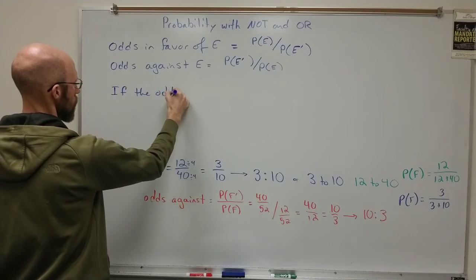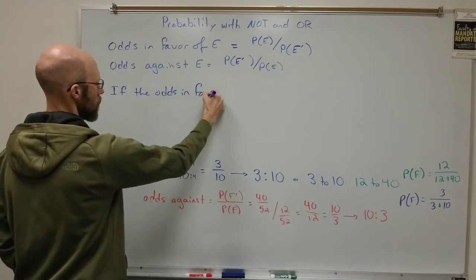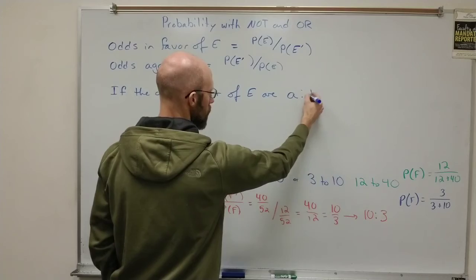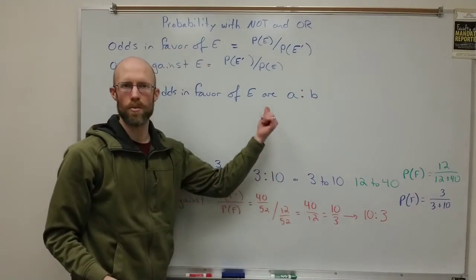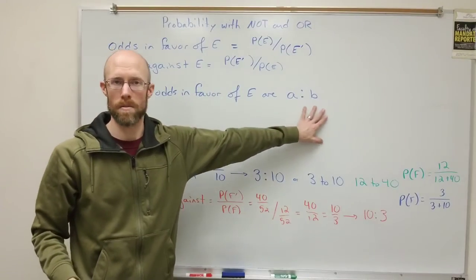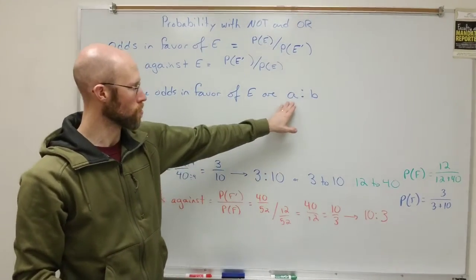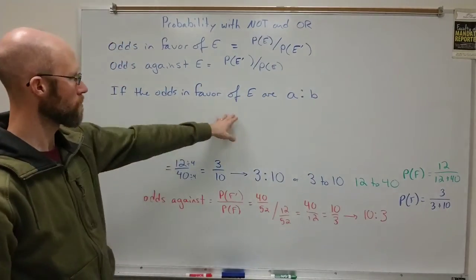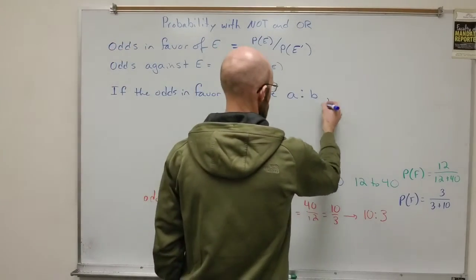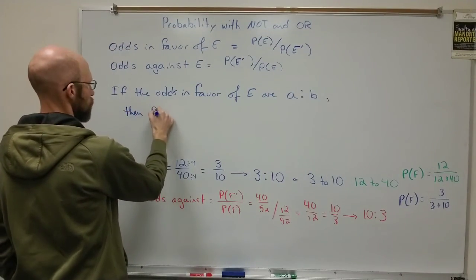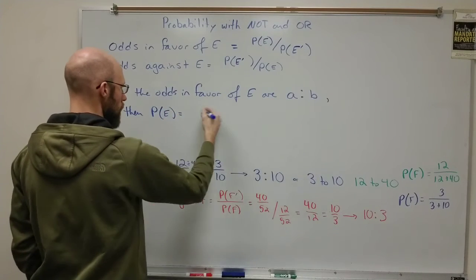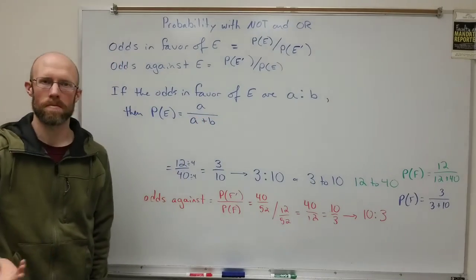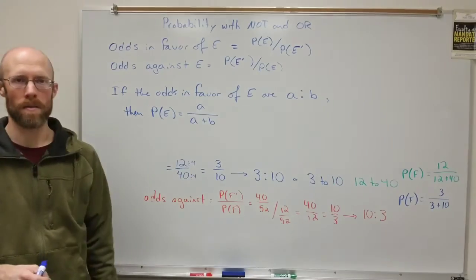If the odds in favor of E are A to B, right? So in this case, it'd be like 3 to 10. 3 is the A, 10 is the B, whatever they are. It doesn't matter. I can use variables because it doesn't have to be a specific 3 to 10. It could be anything. If the odds in favor are that, then the probability of E is simply A over the sum, A plus B, right? So you just add them together on the bottom.